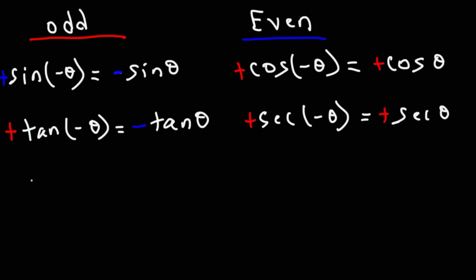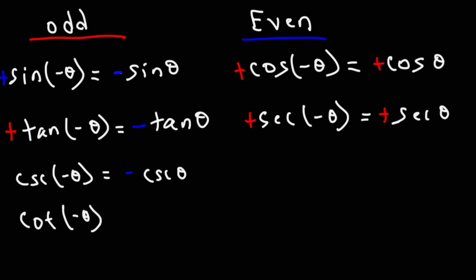The reciprocal of sine is cosecant. So since sine is an odd function, cosecant will be an odd function as well. Now, since tangent is an odd function, the reciprocal of tangent, which is cotangent, is going to be an odd function as well. Cotangent of negative theta is going to be negative cotangent of theta. So those are the even and odd functions. The 2 even trigonometric functions are cosine and secant, but the other 4 are odd.